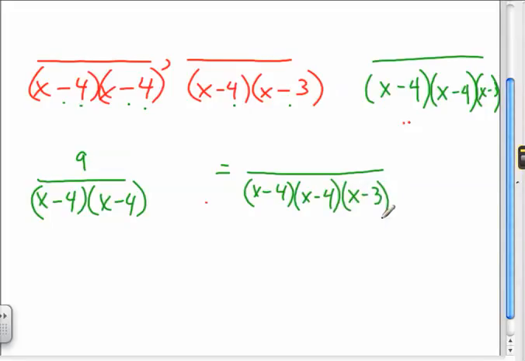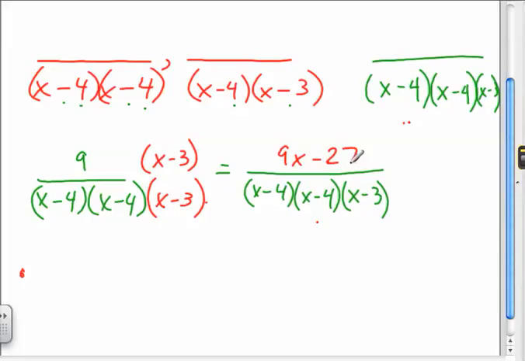Yes? Now let's go back to that very first problem we did in the examples today. What do I need to multiply this denominator by to get that denominator? Read. X minus 3. So I need to multiply the top by x minus 3. So that first fraction is going to look like this. 9x minus 27 over x minus 4 times x minus 4 times x minus 3.